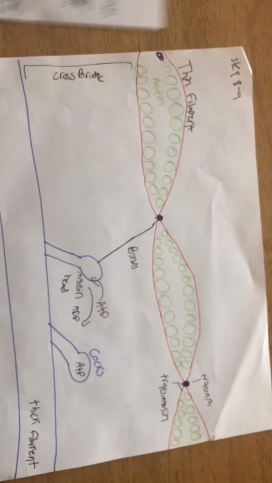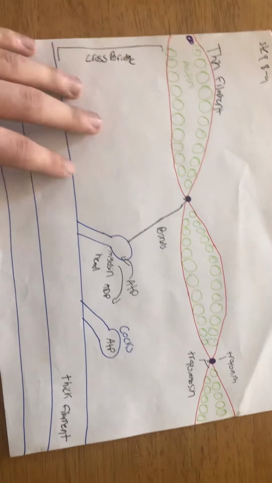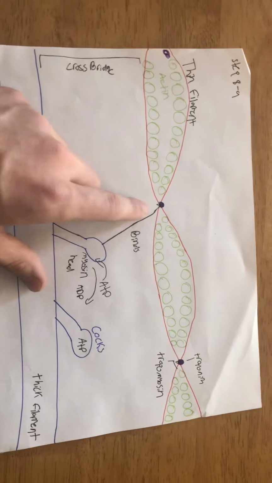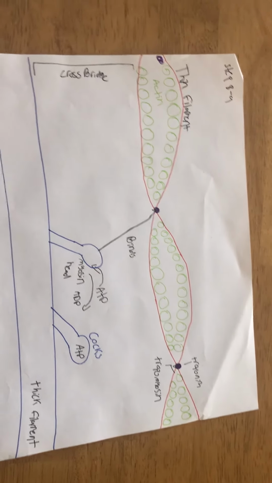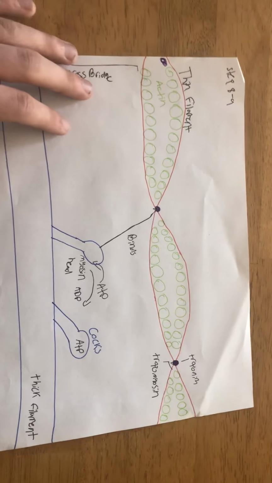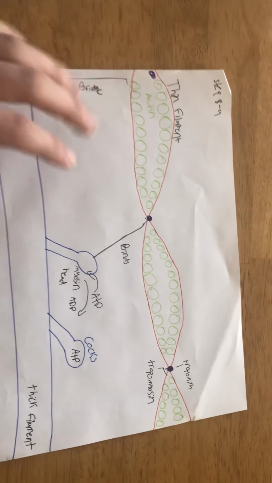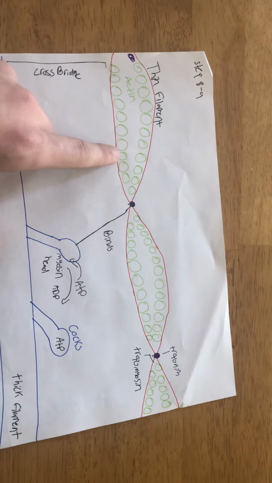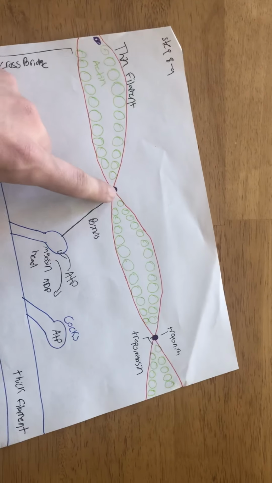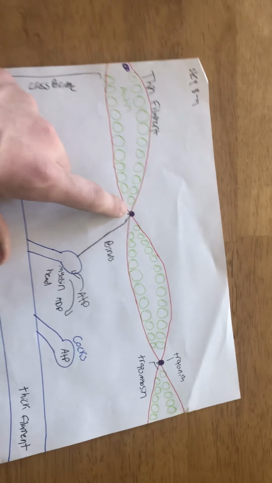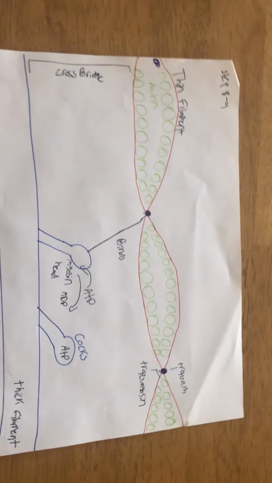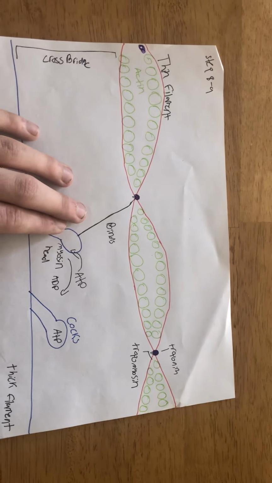Steps 8 and 9. So step 8 is going to be, since a protein was added, the troponin, the actin must change its shape. And when it changes shape, it moves the tropomyosin, and then exposes a binding site on here. And that's step 8.